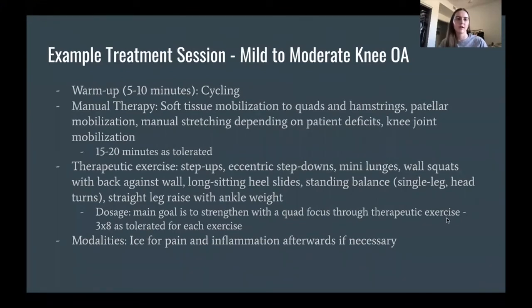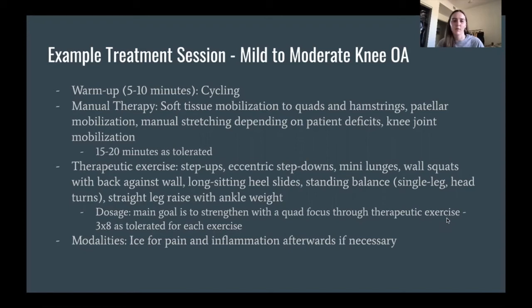So here we are looking at an example treatment session for mild to moderate knee OA. And for these, we want to really focus on increased range of motion, increased strength, and then obviously a decreased amount of pain for the patient. And with all these treatment sessions, of course, it's going to be individualized to our patient.